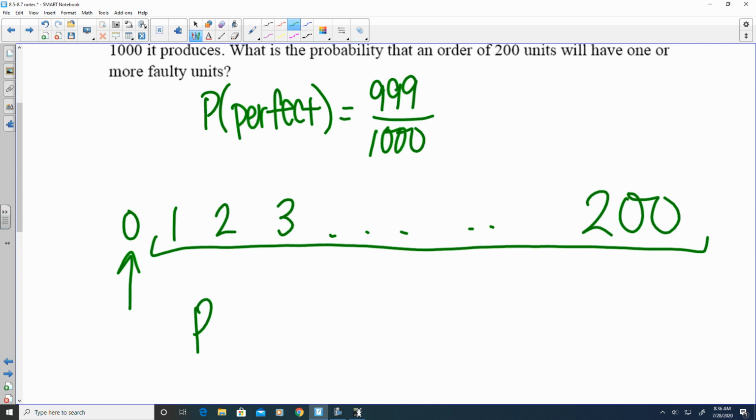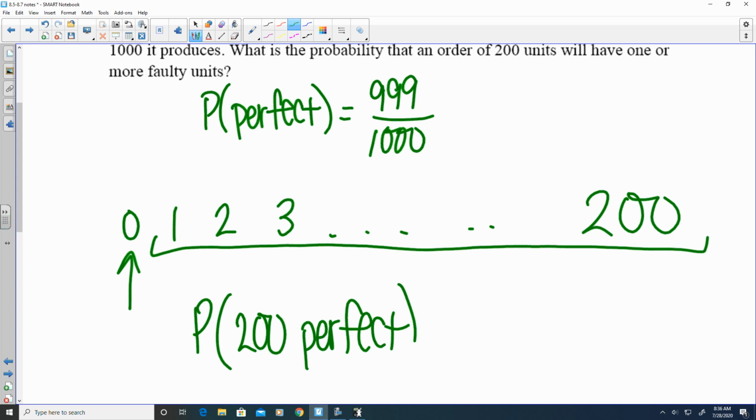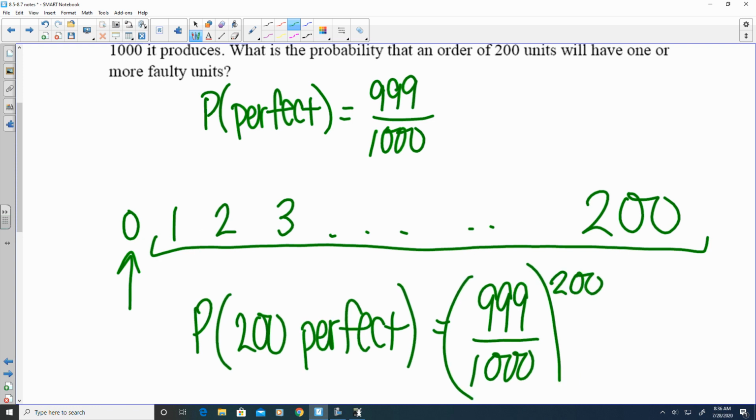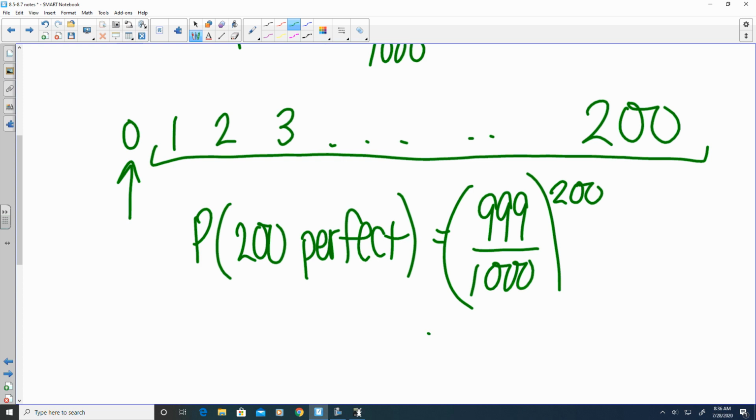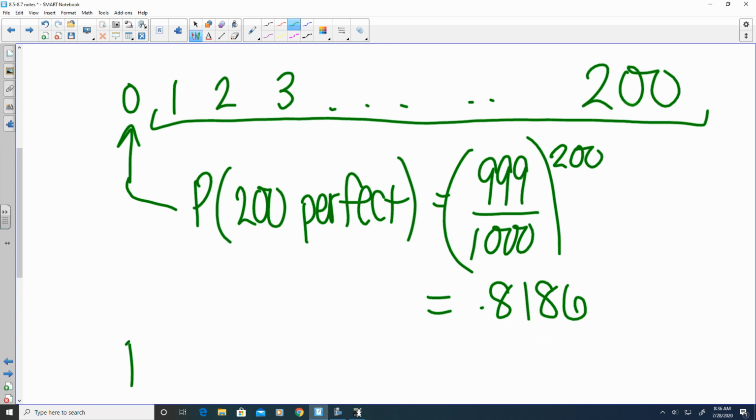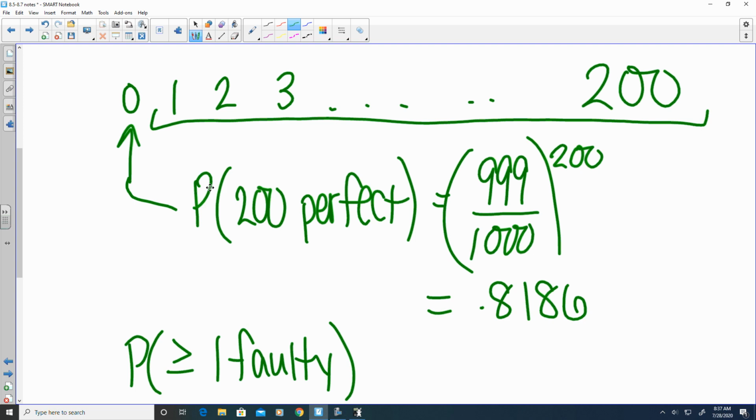So I'm going to find the probability of 200 perfect units. Since I already found the probability of 1 perfect unit is 999 over 1,000, I'm going to raise that to the 200th power. And it's 0.8186. Again, this is the probability of 200 perfect units. So now since I want at least one faulty, I'm going to find the complement of the probability I just found, which is 0.1814.